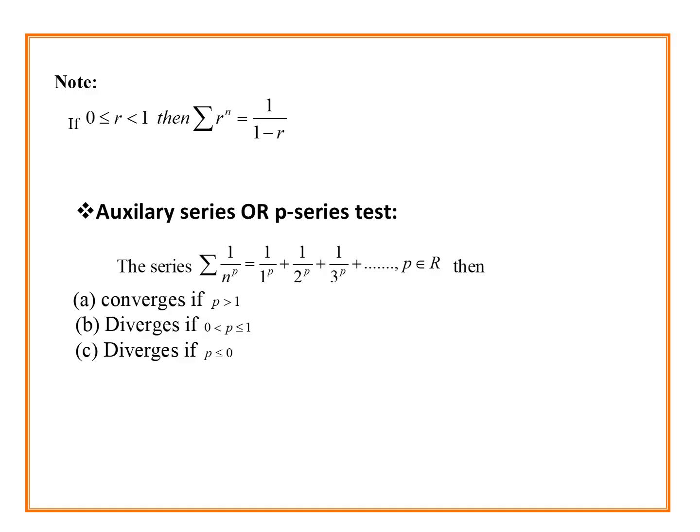And next one, auxiliary series or P series test. What is the statement? The series sigma 1 by n power of p, which can be written as 1 by 1 power of p plus 1 by 2 power of p plus 1 by 3 power of p plus so on, where p belongs to R, converges if p greater than 1, diverges if 0 less than p less than or equal to 1, and also it is divergent if p less than or equal to 0. This is the statement of the auxiliary series or P series test.